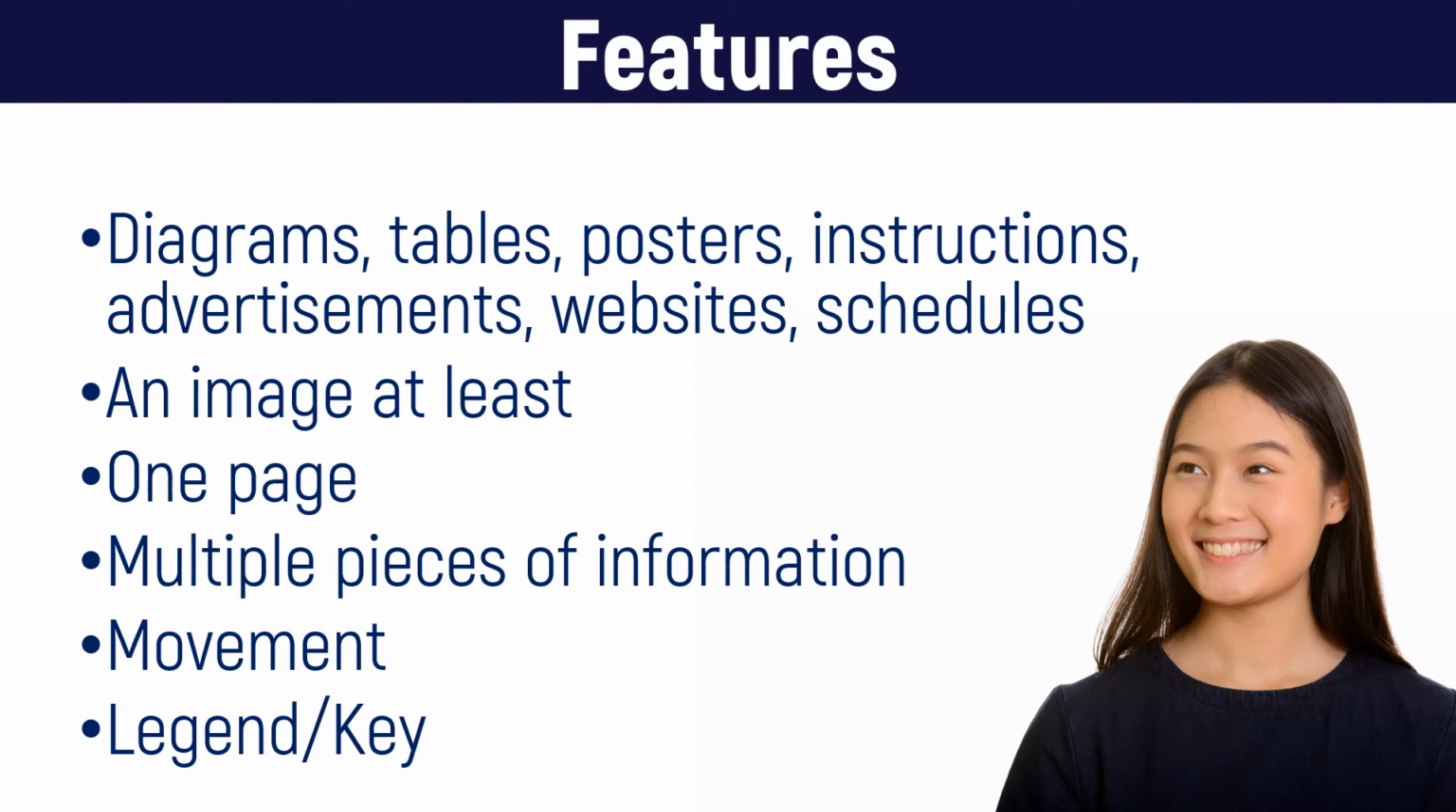So the graphic text reading can be a number of things. It could be a diagram, a table, posters and websites and schedules and all of these things. It's very often something you would see in your real life. So the example of a subway map is something you actually need to be able to read in your life. It's going to definitely have at least one image. That image could be a graph or a chart or something, but that's what makes it a graphic text. There's an image. It's one page.